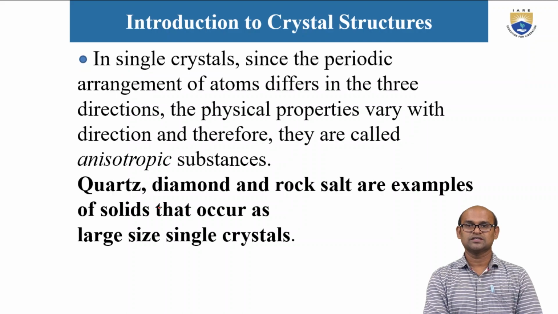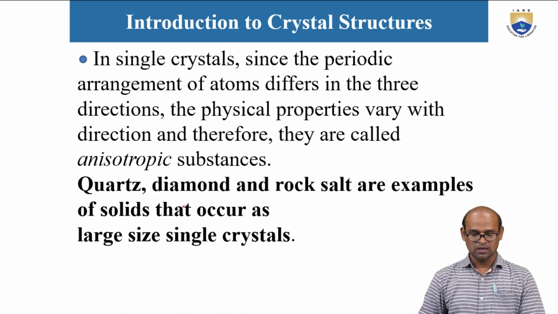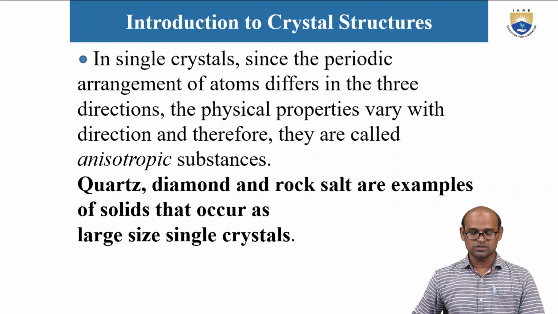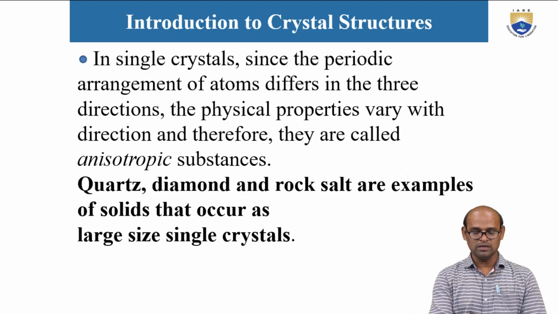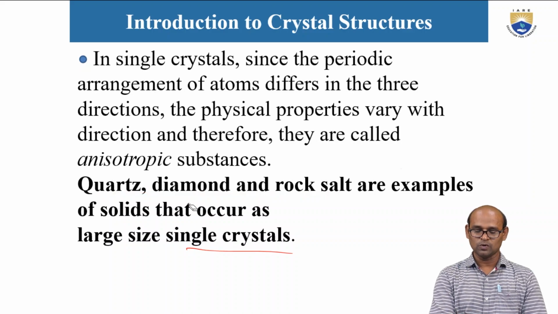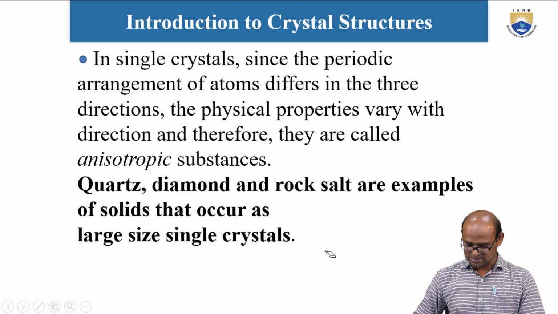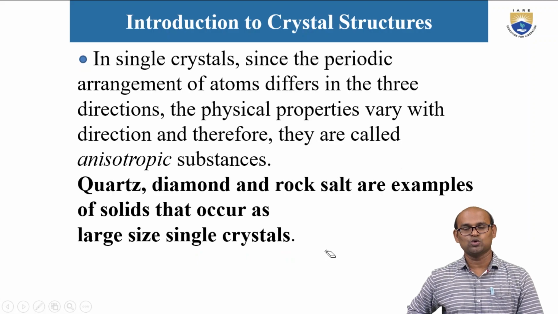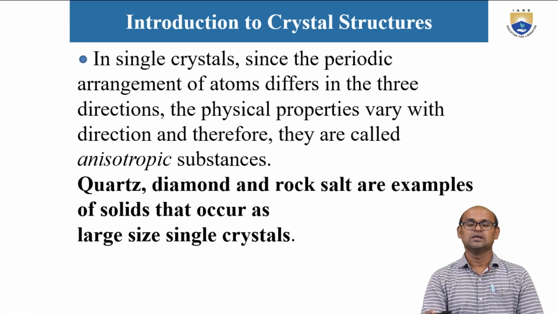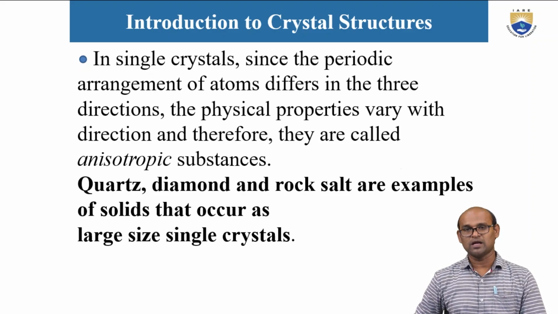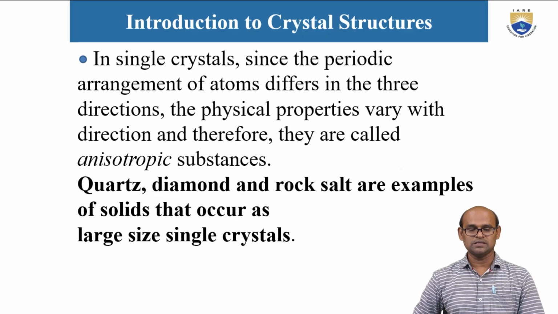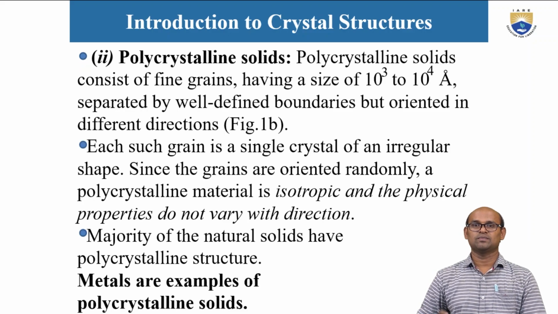And the examples of single crystals: quartz, diamond, rock salt, that occur as large size single crystals. Single crystals are also called anisotropic substances because anisotropy means directional dependence of arrangement of atoms. In a single crystal, there is clear directional dependence of arrangement of atoms. That is why single crystals are called anisotropic materials, and quartz, diamond and rock salt are examples of single crystals.